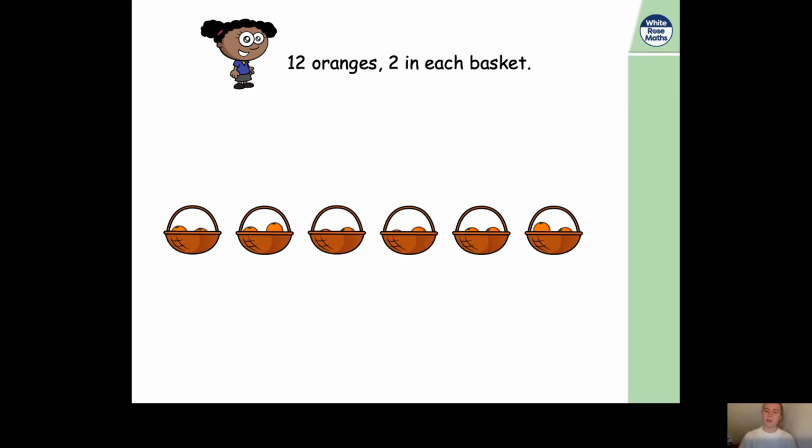So how many baskets are there all together? Well, let's count. There's 1, 2, 3, 4, 5, 6. We have made 6 baskets, 6 groups of 2 oranges. So 12 divided into groups of 2 is 6. And we can also write it as 12, because we started with 12 oranges, divided by 2 because we wanted 2 in each group, equals 6 because there are 6 groups once we've grouped all of the oranges.